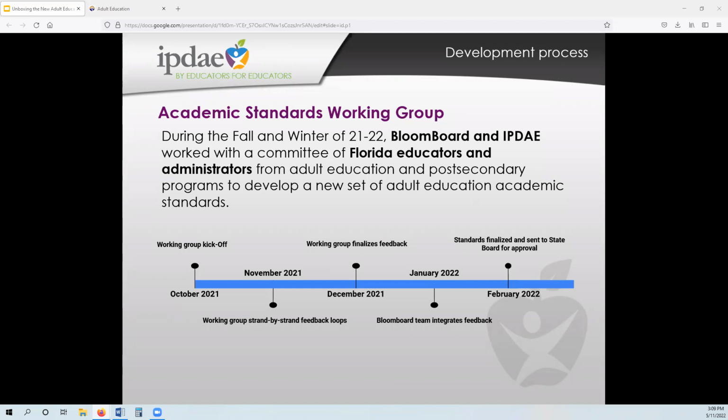So we had our first kickoff meeting on October 19th, and then we launched into an iterative input and feedback cycle for November and December. That was asynchronous. We then met again in mid-December to work out any remaining input and feedback and resolve any outstanding questions. Bloomboard then took that remaining feedback, integrated it, and did the final revisions to then ultimately be able to submit the draft standards to the State Board of Education for approval in mid-February. So a huge shout out to the folks in the working group who really worked together to provide incredibly valuable input that really made this a strong set of academic standards.